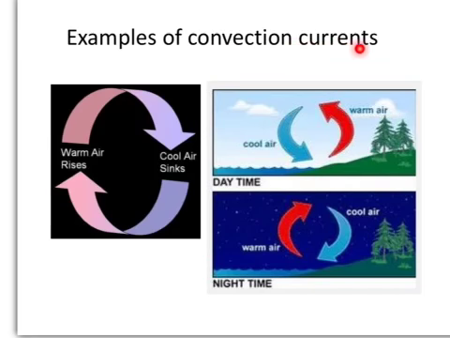Examples of convection currents. First one, this one here. Warm air rises first, then cool air from the top comes down to replace it. Here we have sea breeze coming in from the sea onto the land during the day, and land breeze going from the land into the sea at night time.